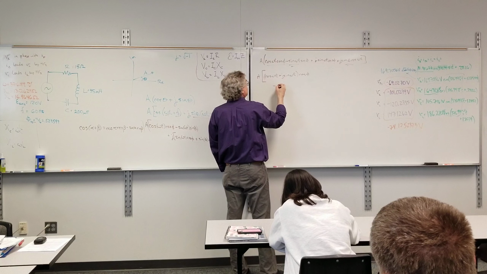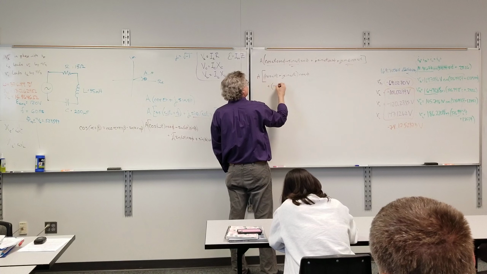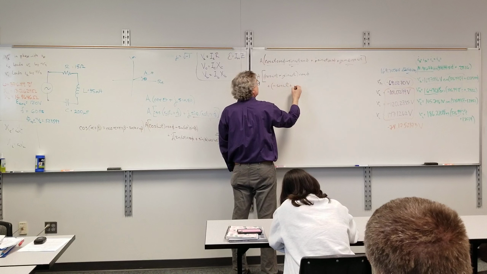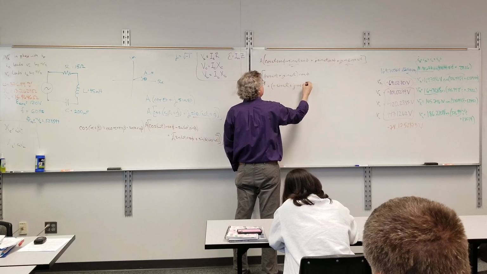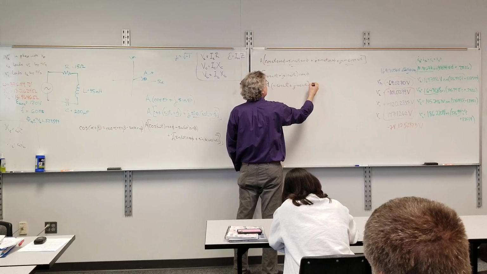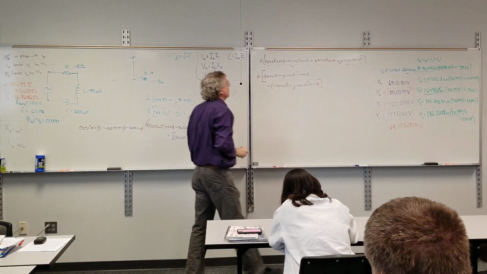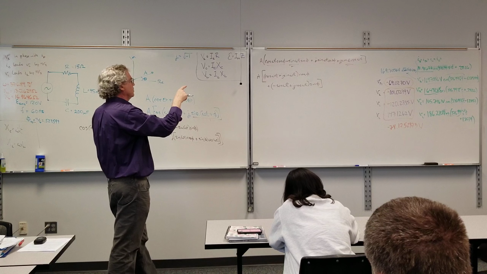Minus, plus negative sine omega t plus j cosine omega t times sine of phi. Sure did mess that up. Okay.